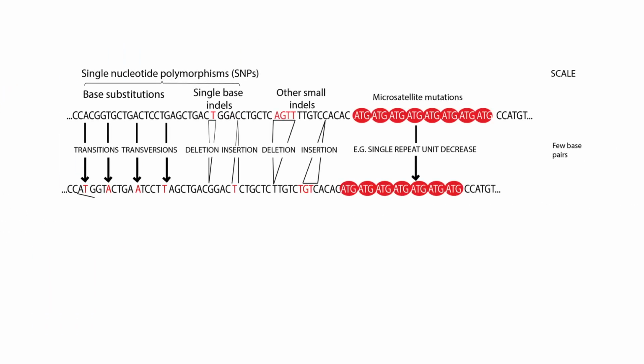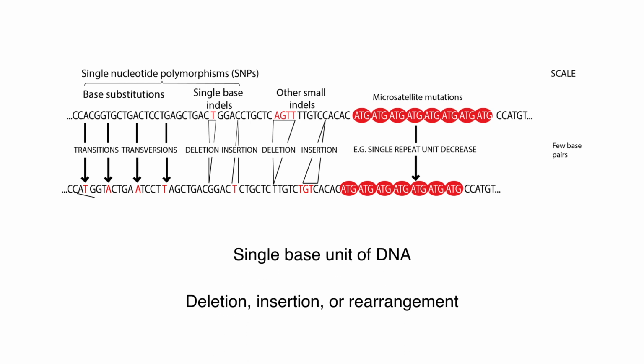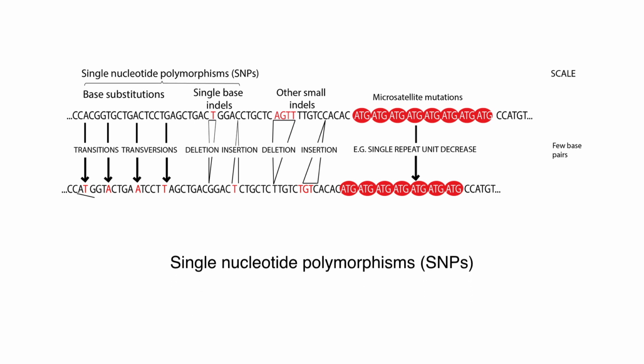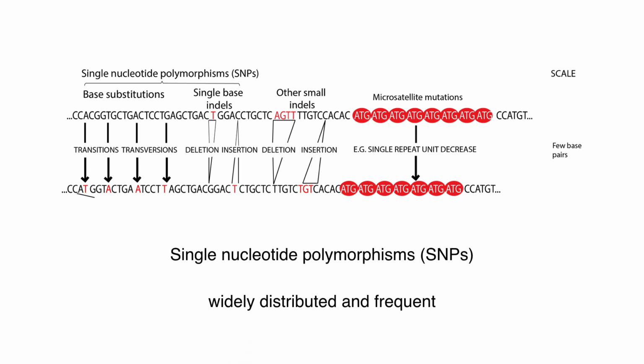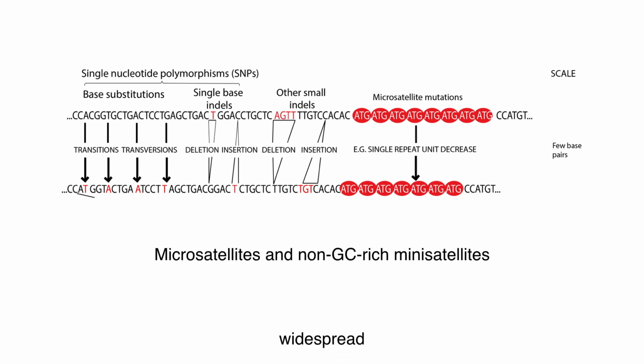There are many types, classes and scales of mutations. Mutations result in a variant form that may be transmitted to subsequent generations. They can be caused by alteration of a single base pair in DNA, or by deletions, insertions, or rearrangement of larger sections of genes on chromosomes. While single nucleotide polymorphisms are widely distributed and frequent, other cases like microsatellites and non-GC rich minisatellites are also very widespread.